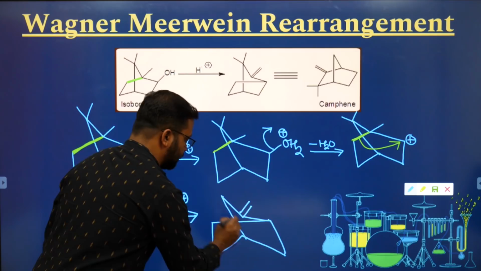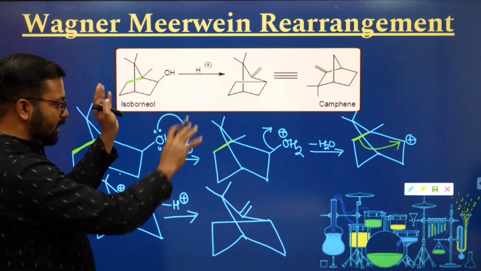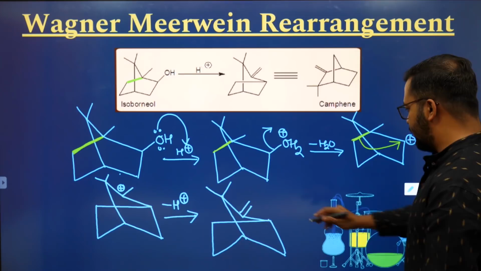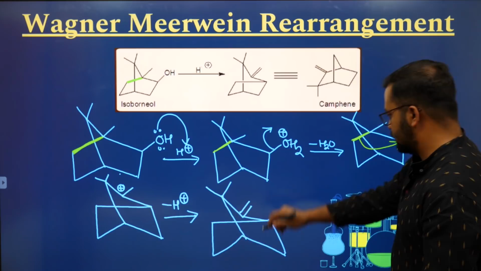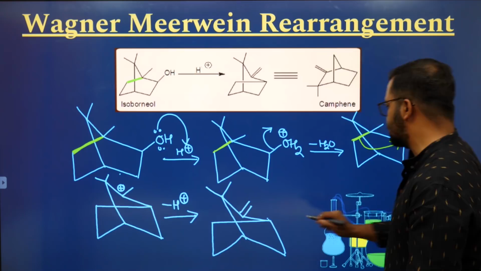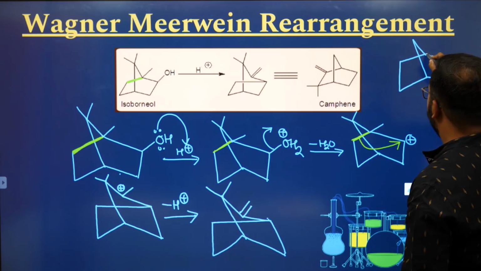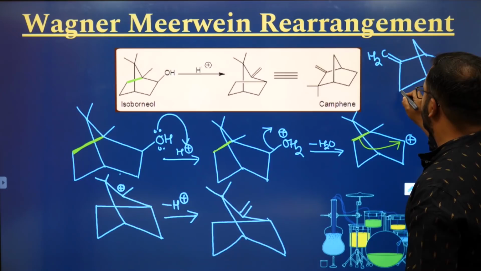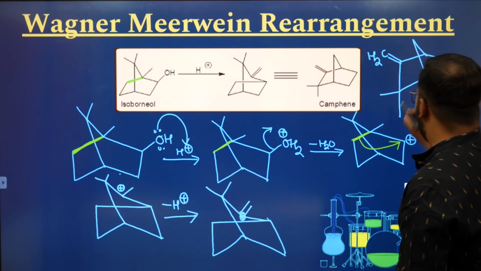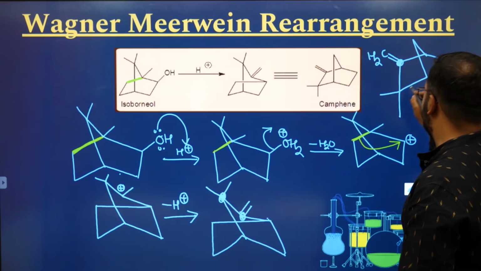Okay, now I just have to reorganize the system and draw it in this manner. What I will do is, I will look at this part. I will look at this part. 1, 2, 3, 4, 5, 6. So, 6-membered ring. This part becomes the bridge. This becomes CH2. So this point has been changed over here, and this point has been changed into this.